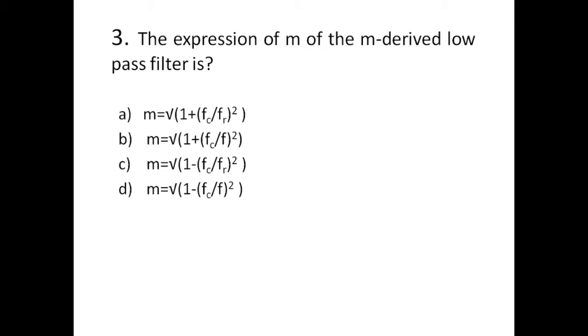Actually I showed that formula: for a low pass filter, m equal to root of 1 minus fc divided by f infinity, the whole square, and f infinity is the infinite attenuation frequency. Sometimes in some books, instead of f infinity they will use the notation fr. So the answer is root of 1 minus fc divided by f, the whole square.